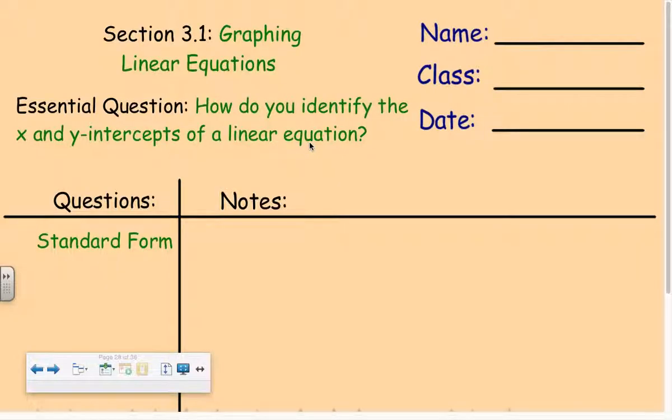Section 3.1, Graphing Linear Equations. Essential question: How do you identify the x and y intercepts of a linear equation?